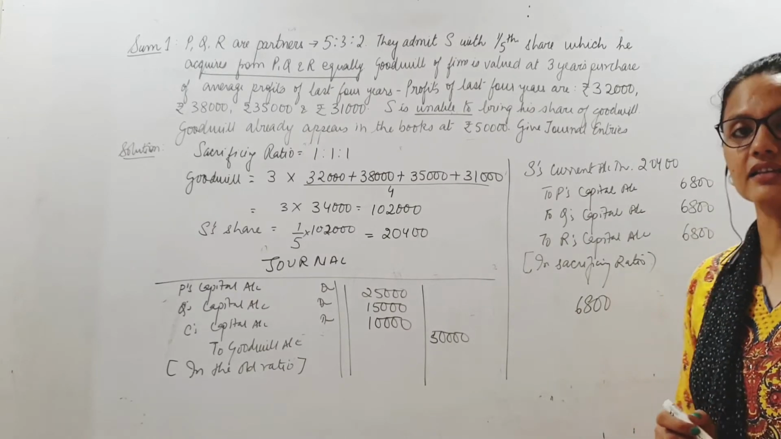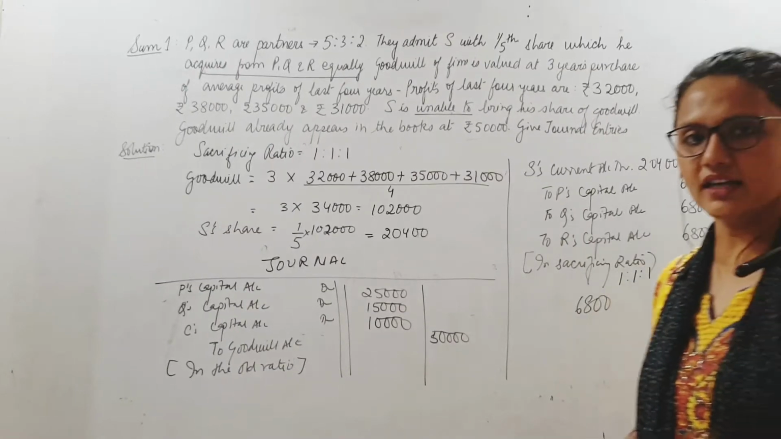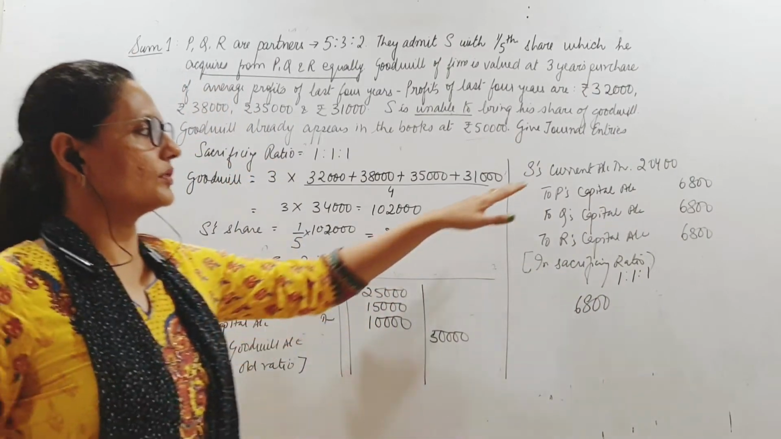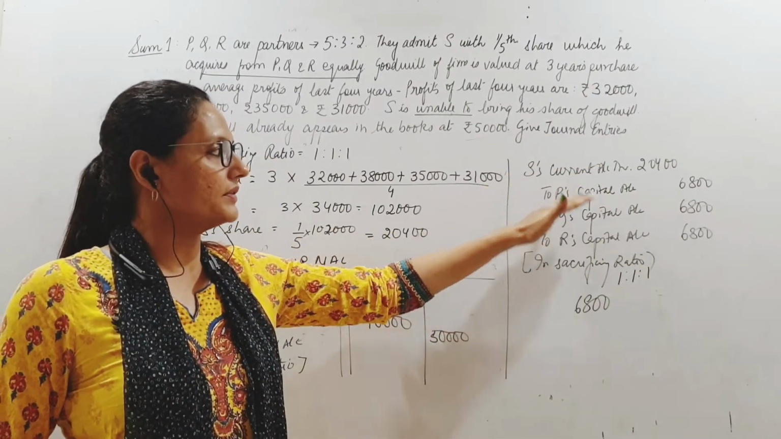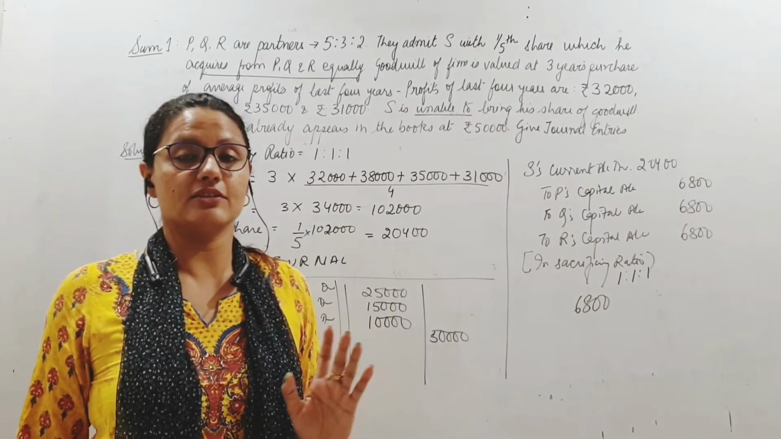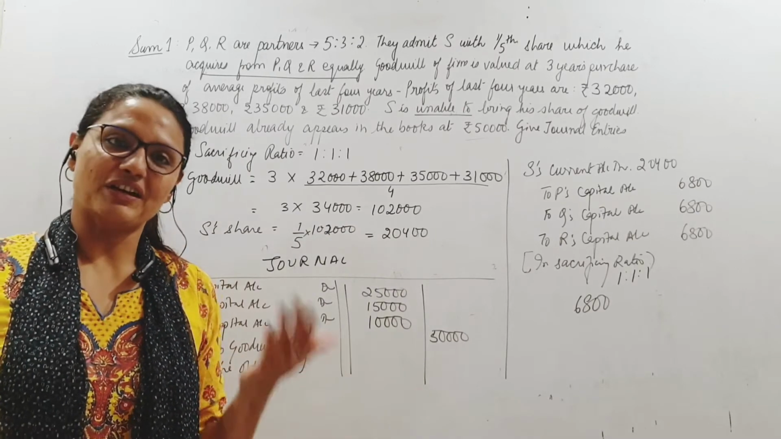This is in the sacrificing ratio, which is 1:1:1. Okay. These are the only 2 entries we are doing. S is not bringing anything, so no cash account or no BFG account will come here. This is the entry, when the incoming partner is unable to bring in his share of goodwill. This is it. Simple. One more sum.